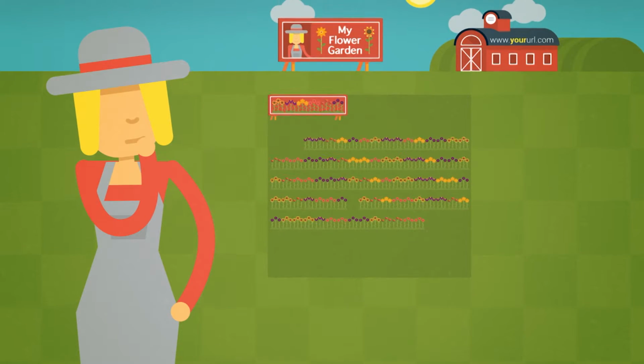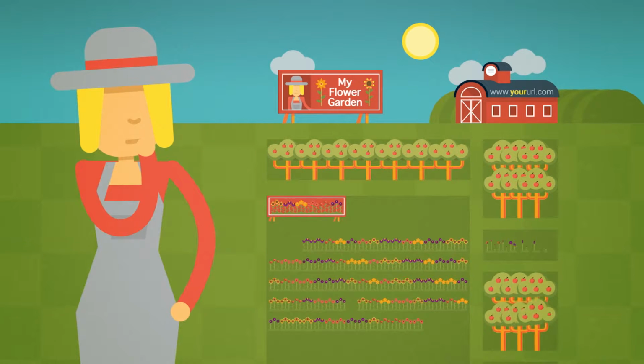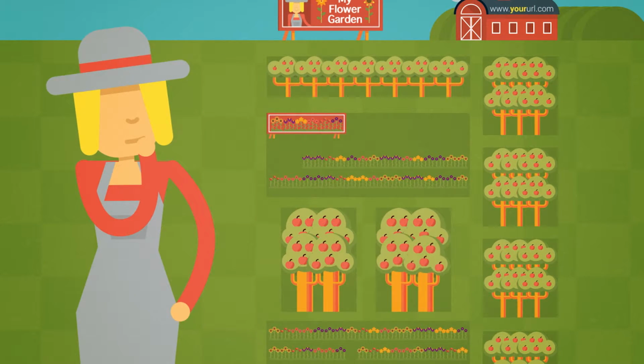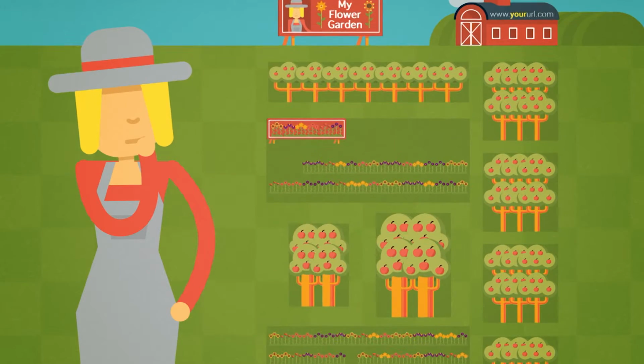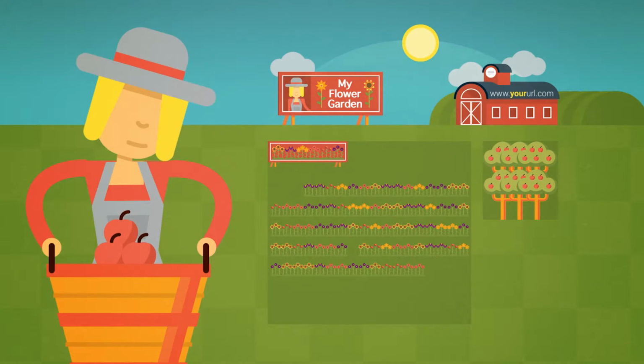Next, you have to decide the best location for each tree. How they are arranged will affect how much sunlight and nutrients they get, and in the end, how many apples they grow. If there are too many trees, people won't be able to see your plants and won't stay long. Too few, and you won't have enough apples to sell.